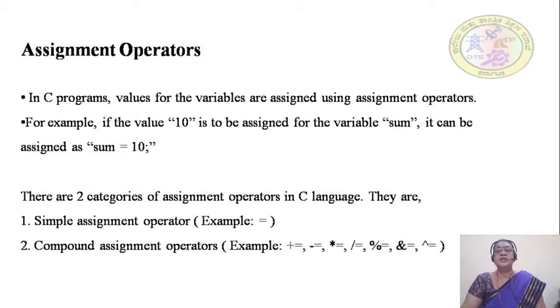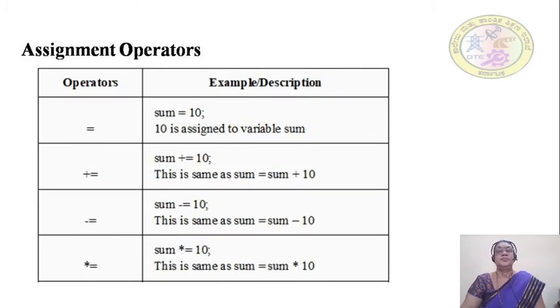There are two categories of assignment operators in C. The first one is the simple assignment operator, for example, the operator is equal to. The next type is compound assignment operators. Examples: plus equal to, minus equal to, star equal to, slash equal to, percentage equal to, AND equal to, XOR equal to. This is a list of assignment operators.